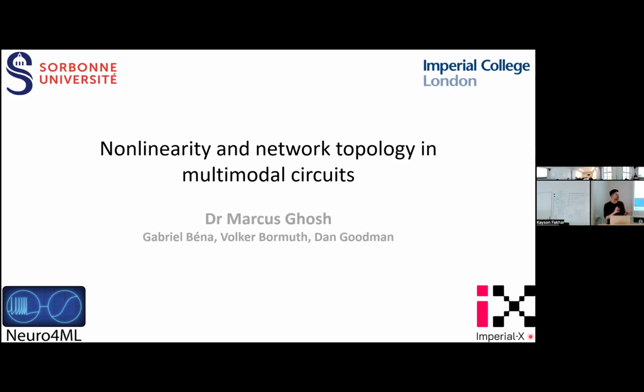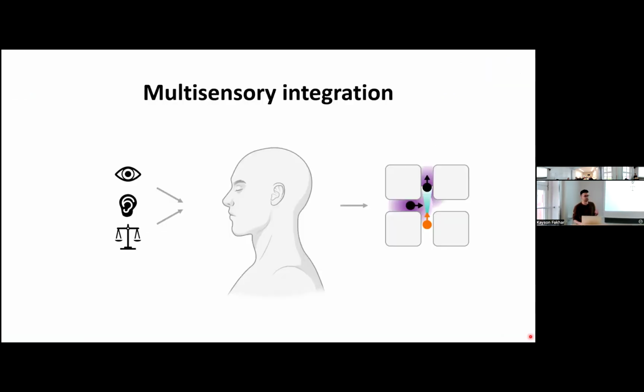So yeah, as per the introduction, my name is Marcus, and I'm a research fellow based at Imperial IX, which is Imperial's new institute for AI and AI in science. My work focuses on multisensory or cross-modal integration, which is how the brain combines information from different senses, like vision, hearing, balance, and then uses that information to guide behavior.